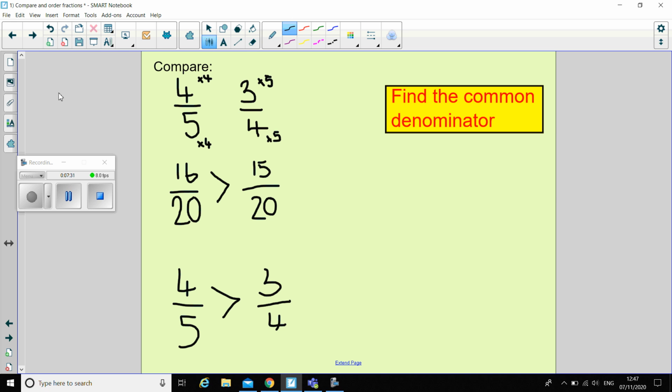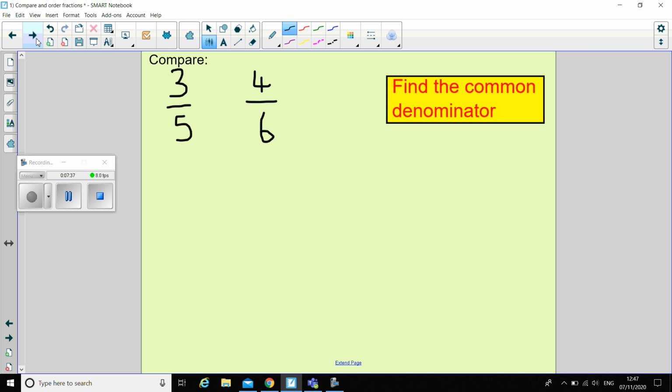I'm just going to show you that again with one more example. So this time I've got 3/5 and 4/6. So I need to find a times table, a number that is in both the 5 times table and in the 6 times table. If you need to, you could write out your 5 times table and your 6 times table to help you out. So lots of you know your times tables very well, and you've probably spotted that 30 is in both the 5 times table and the 6 times table. So here I could go for a denominator of 30.